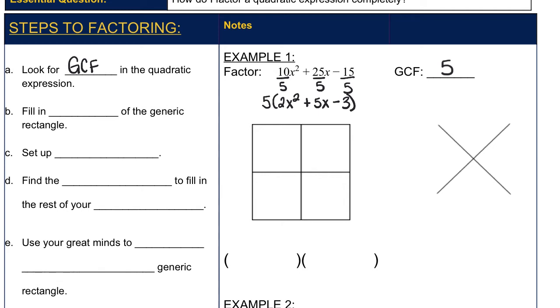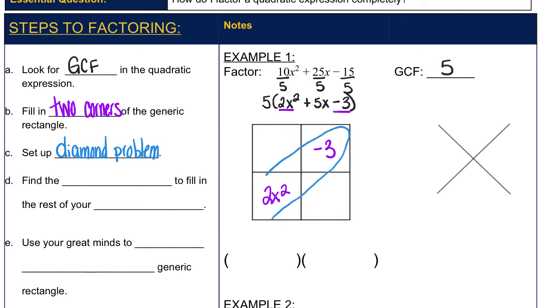So the next step is to fill in the 2 corners of our generic rectangle. And that's going to be filled in with your 2x squared going in the bottom left and our negative 3 going in the top right. The next thing that I need to do is set up my diamond problem. We're taking the same steps as we do when we are factoring normally. So in order to set up my diamond problem, I'm going to go ahead and multiply my diagonal, and that's going to give me a negative 6x squared. I'm going to put that in the top of my diamond problem, and then I'm going to put that 5x down below.